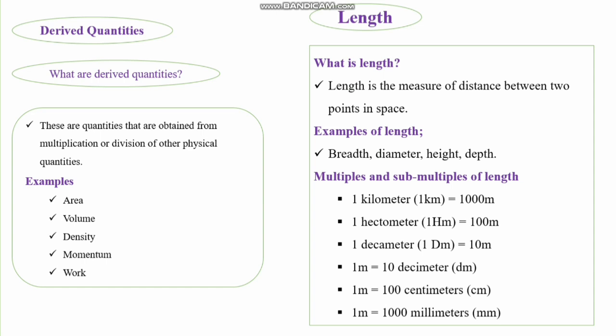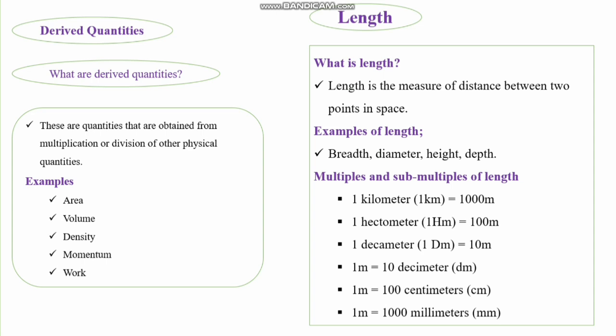So length can be measured in other units apart from the SI unit, which is meters. There are other units that can be used to measure length based on the distance. If the distance is very large, we cannot use meters, we use kilometers. And it is important for a student to know how many meters make 1 kilometer and how many meters make 1 hectometer and the rest.